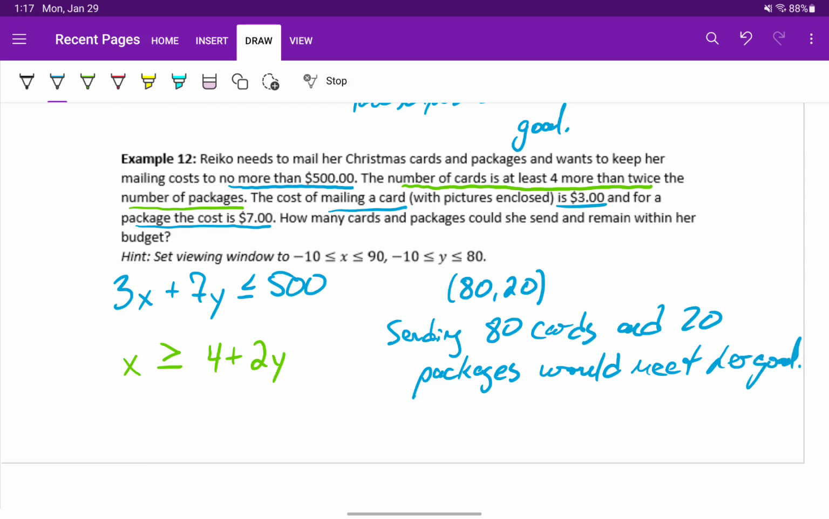But again, there are other correct answers here. We could also send, for instance, 10 cards and 0 packages. That would keep us on budget and also meet that requirement of the number of cards being at least 4 more than twice the number of packages.